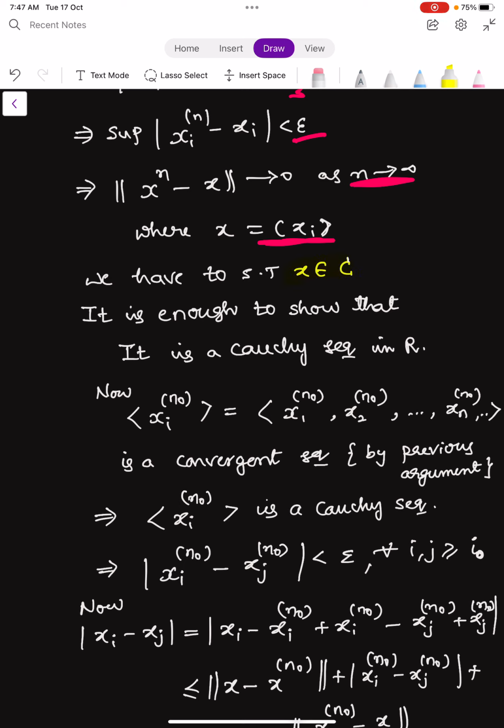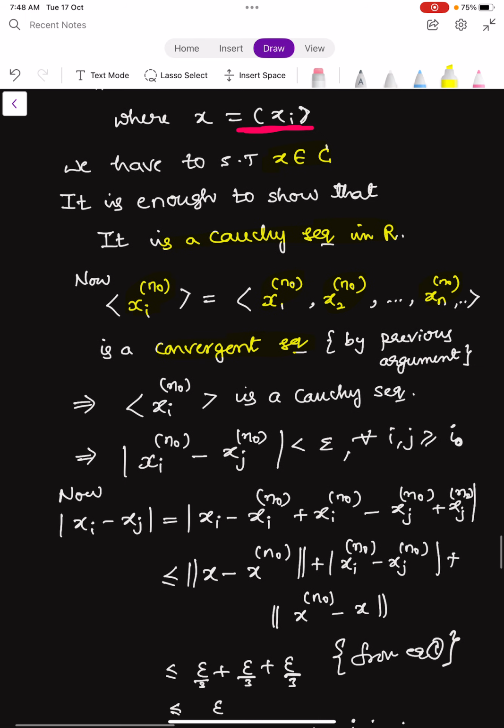It is enough to show that it is a Cauchy sequence in R, because C consists of all sequences which are convergent. Now x^(n naught), that is (x1 power n naught, x2 power n naught, and so on), is a convergent sequence. So xi power n naught is a Cauchy sequence. Apply the definition of a Cauchy sequence: you get |xi power n naught minus xj power n naught| is less than epsilon by 3.